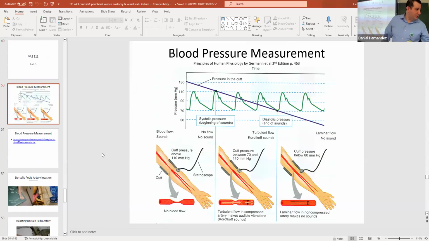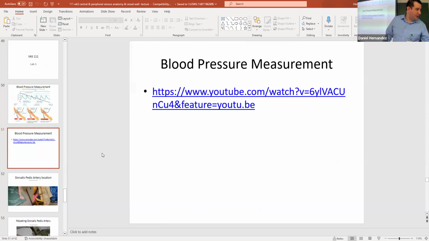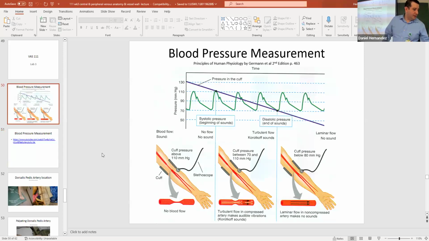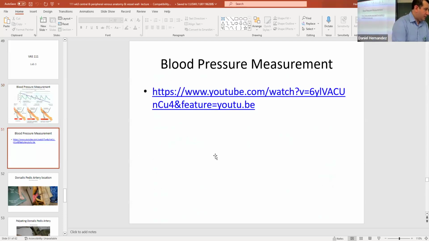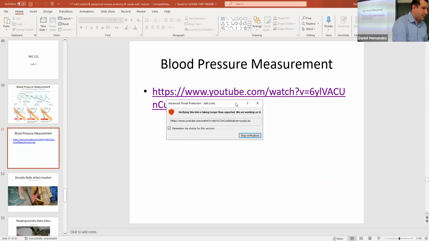So I'm just going to go briefly over some of the skills. In intro to patient care, you guys are going to be using the old school method, that's a scope and blood pressure cuffs, to take some blood pressure measurements. I just had a quick video on taking blood pressure measurements.